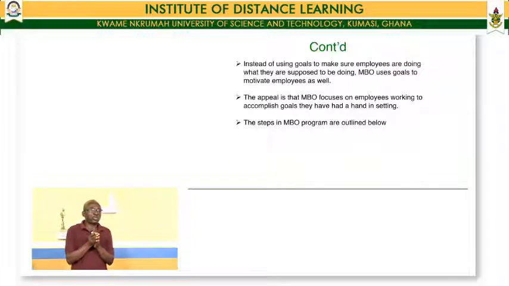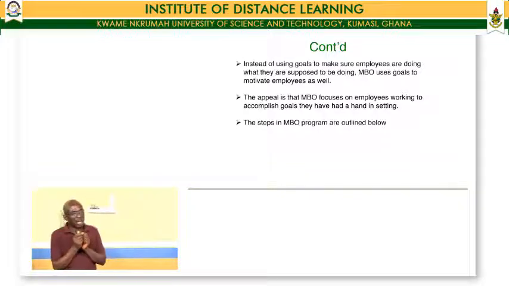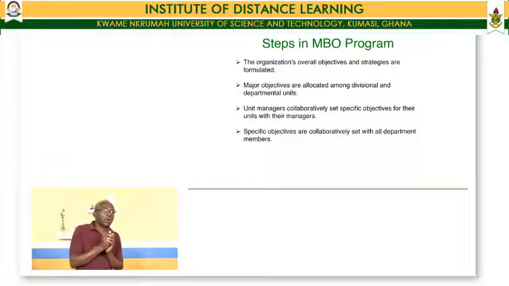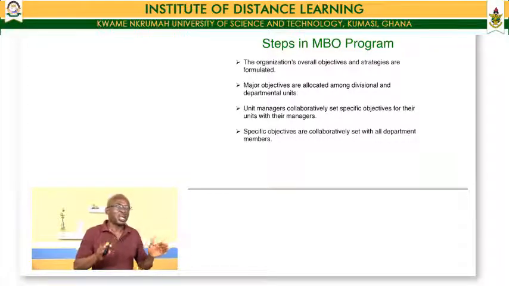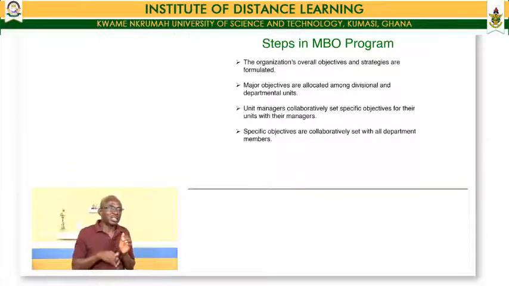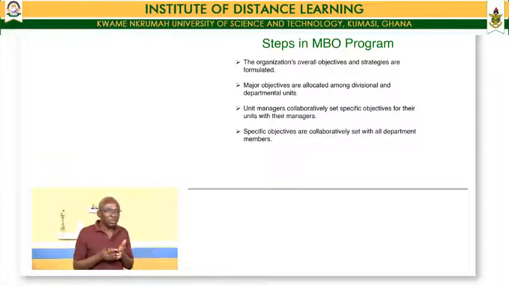So the appeal is that MBO focuses on employees working to accomplish goals they have a hand in setting. That is why we have participative decision making, because once they participate, it motivates them to own the goal they have set for themselves. And so, what are the steps in setting goals by the MBO criterion? First, we need to know the overall objectives and strategies of the organization. They are formulated, and so these major objectives are allocated among divisions and departments. Every division, every department may have its own specific goal, which is set within the overall objectives and strategies of the organization. And so unit managers will collaborate with their managers.